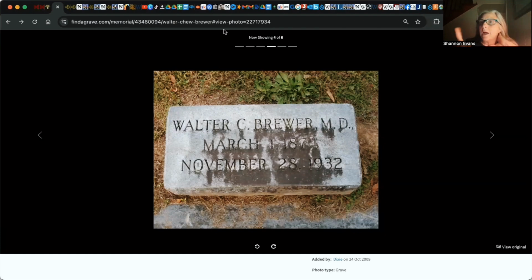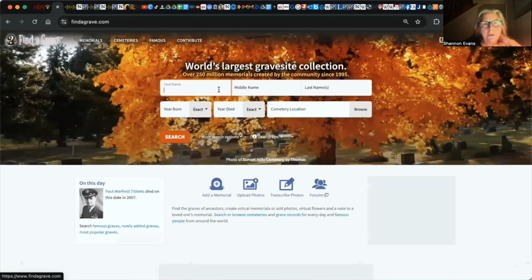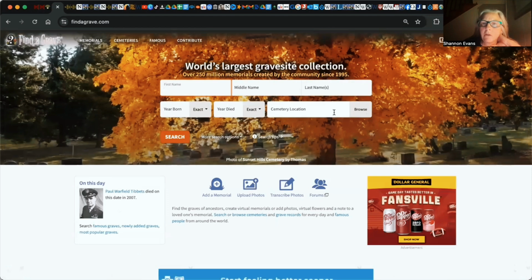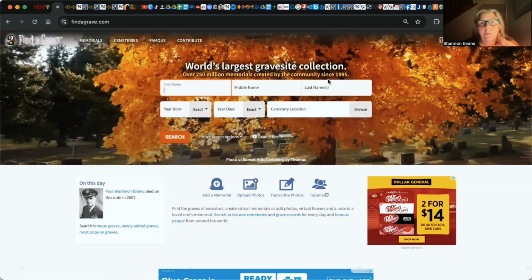Now, I know that Find a Grave is free. So let's go to Find a Grave to the homepage. And so in Find a Grave, I can either browse specifically by cemetery, which will then allow me to look for an individual, or will have all the individuals that someone has cataloged in here. Or if I don't know where this person is buried, I can just search worldwide. So I'm going to put his name, Walter Chew Brewer, and I know that he was born in 1874 because I saw that on the gravestone.